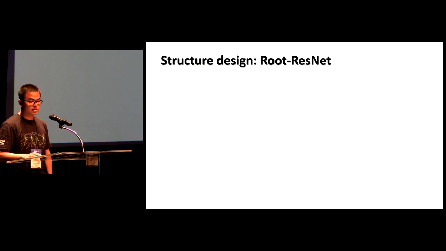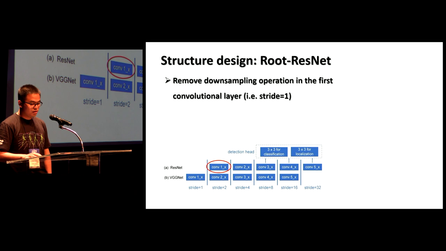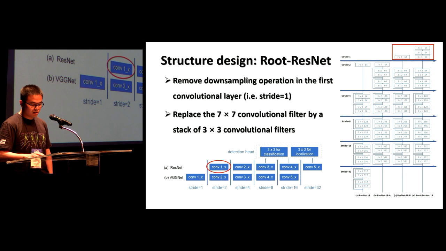We then explored the effect of different architectures. First, we found that ResNet clearly achieved higher performance on ImageNet classification than VGGNet, but lower on detection datasets. So we argue that the disagreement is caused by the downsampling operation in the first convolutional layer. Moreover, we also find that representing the same 7x7 convolutional kernel by a stack of 3x3 convolutional filters clearly results in higher performance.